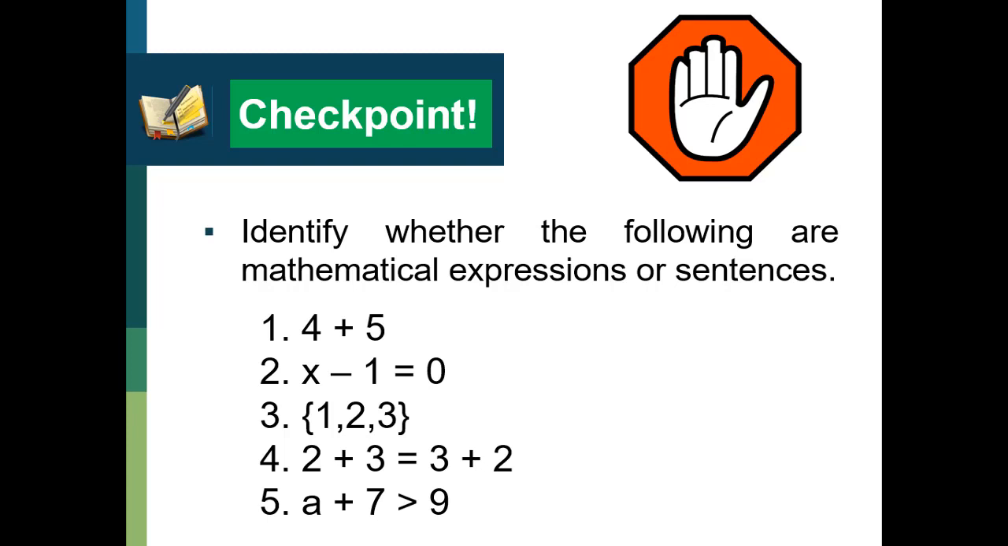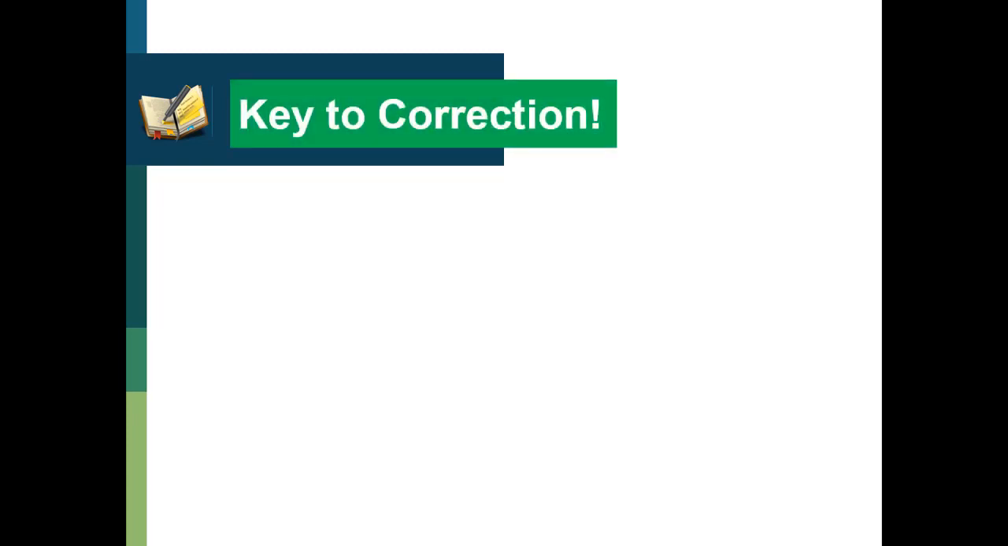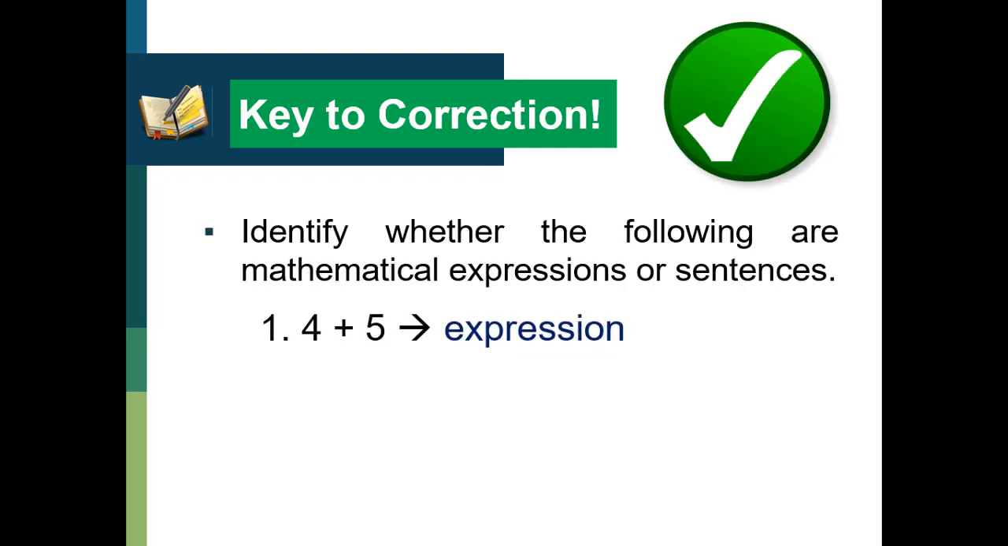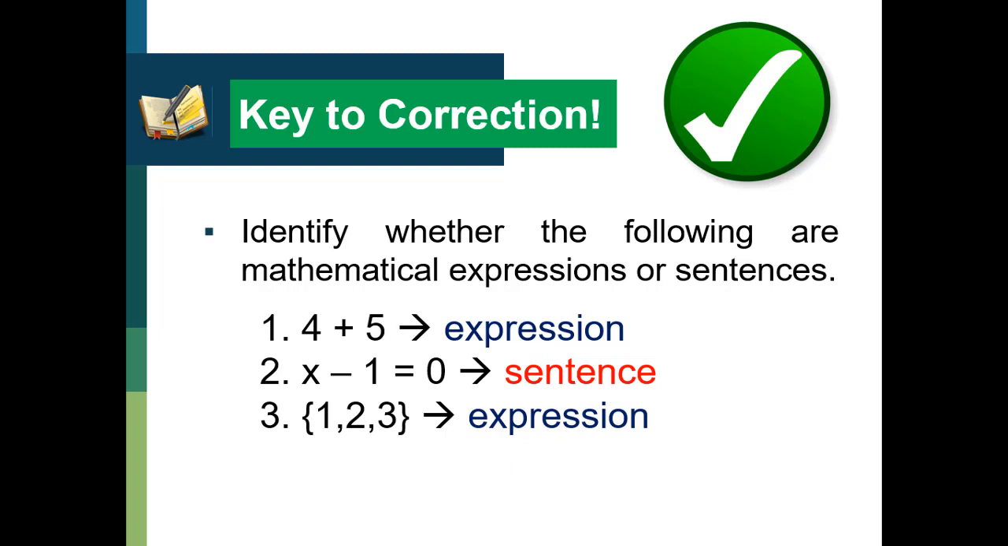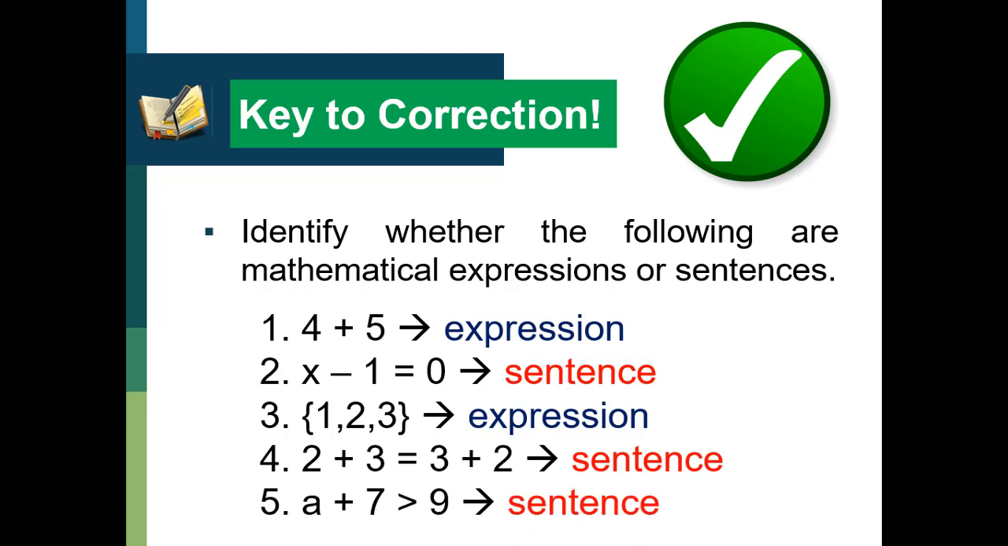Is that clear? Alright, I guess you have now your answer. So here is now the key to your correction. The first statement is an expression. Why? It doesn't have a verb and it's not complete. 4 plus 5, it's not complete. The second statement is a sentence. The third statement is an expression because it's a set. The fourth statement is a sentence. And the fifth statement is a sentence because it's complete. Why? A plus 7 is greater than... So you can hear the verb, 9. Hence, it is a sentence.